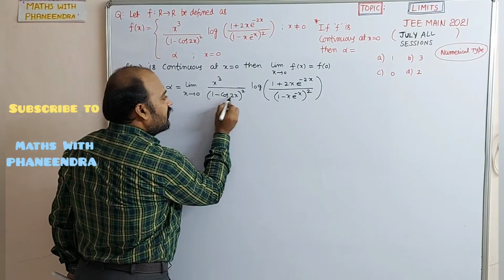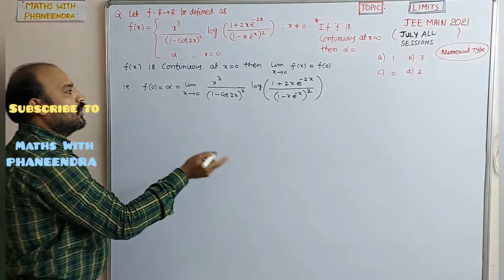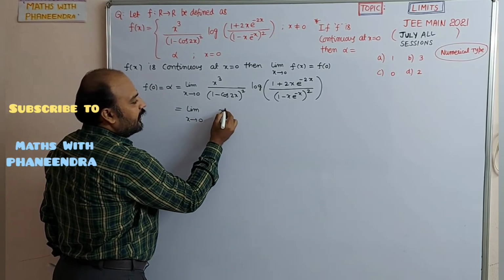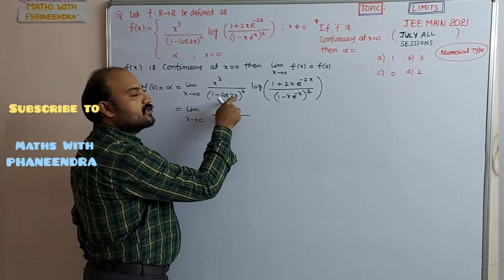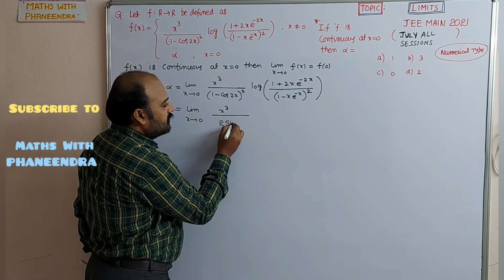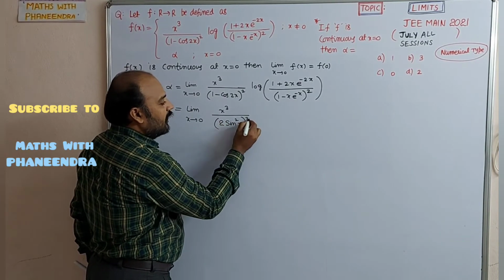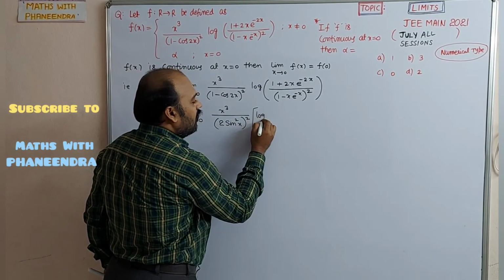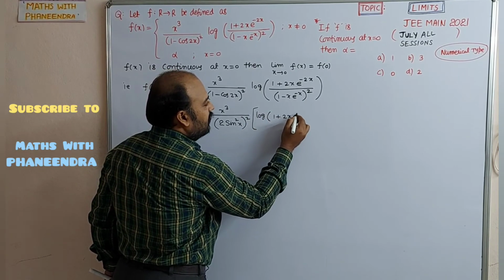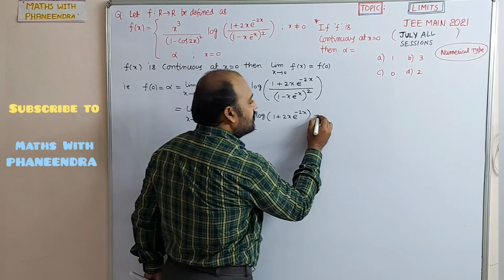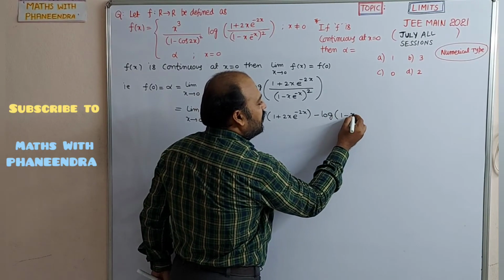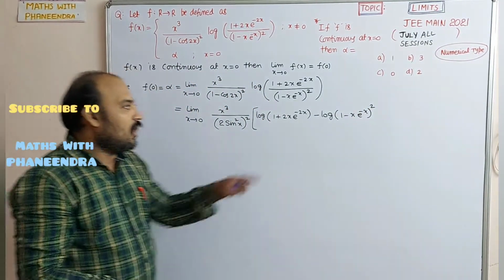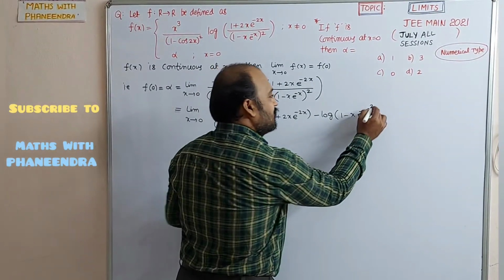Now simplification: 1 minus cos 2x is 2 sin square x, whole square. Limit x tends to 0, x power 3 by (2 sin square x) whole square. Log a by b is log a minus log b, so log(1 plus 2x e power minus 2x) minus log of (1 minus x e power minus x) whole square. Log a power m is m into log a, which we will apply in the next step.